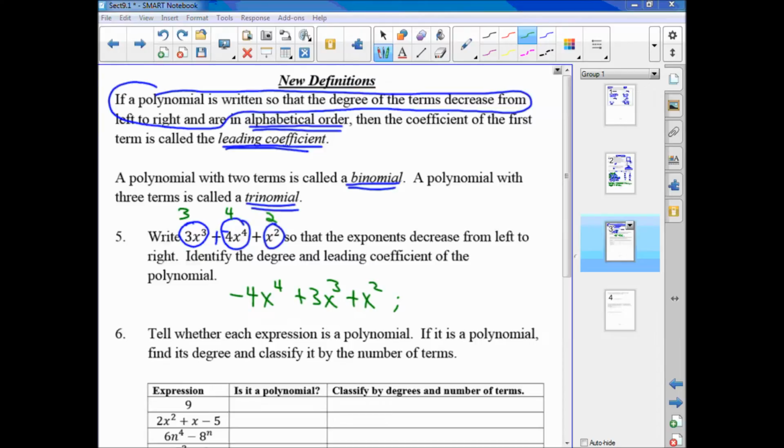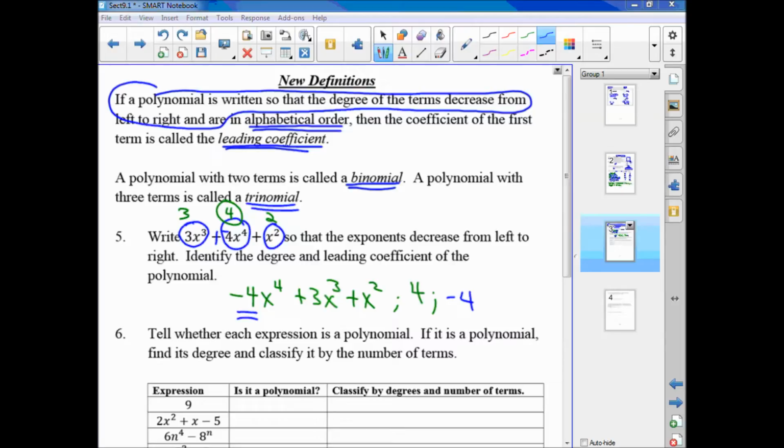And then it says identify the degree and the leading coefficient of the polynomial. So we already know our degree is 4. And then the leading coefficient is, when they're all in order, which they are, what's the first number in front here? So this is negative 4. Now, if there was just x to the 4th in front, then the leading coefficient would be a 1.